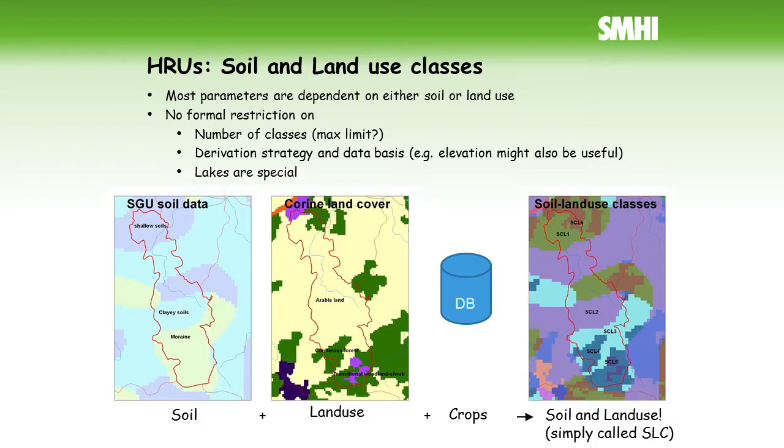Most parameters in the model are linked to either soil type or land use. You can think of hydraulic parameters such as field capacity or transmissivity, conductivity of the soil. That is related to soil type. It depends on the type of soil, whereas, for instance, evaporation, snow melt, and other factors are usually related to the land use types.